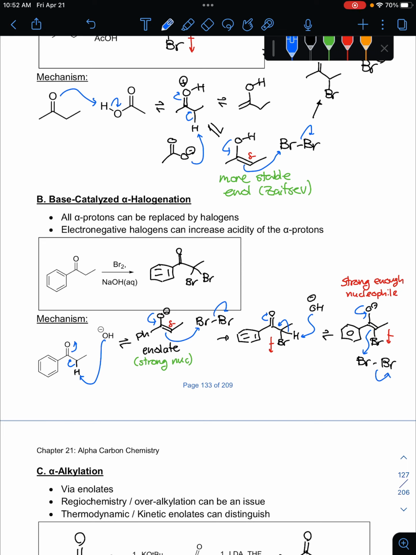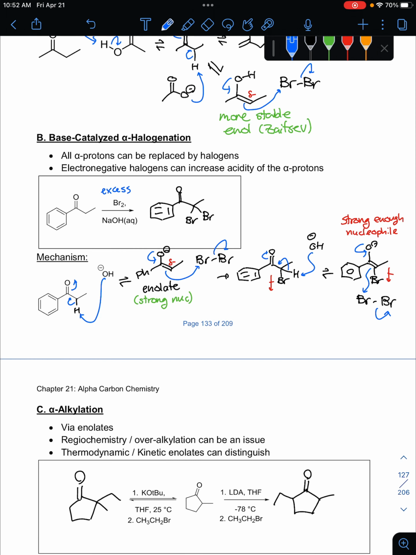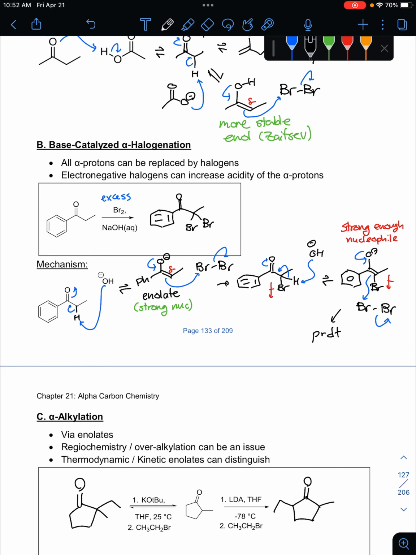So technically we should have said there needs to be excess bromine here for this to be true. But once that happens, that'll be the product. So that's the alpha halogenation.